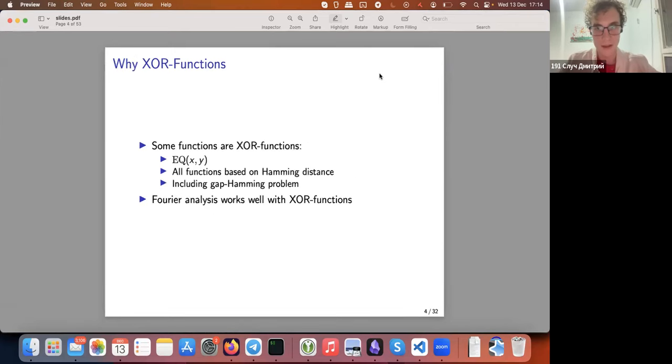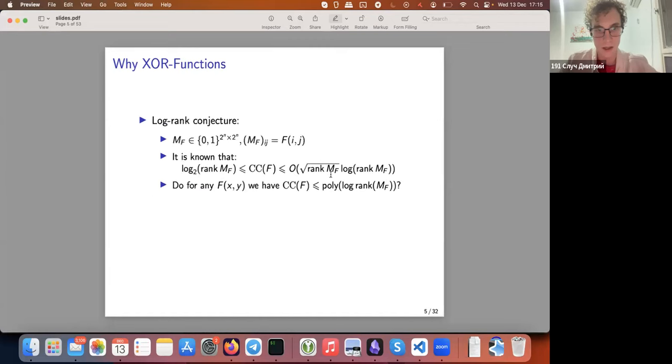There are several reasons to study XOR functions. First of all, there are just several interesting functions that belong to that class, like equality and functions based on Hamming distance, and this includes the gap Hamming problem. Also, Fourier analysis works well with XOR functions. And also, a reason to study XOR functions is the log-rank conjecture.